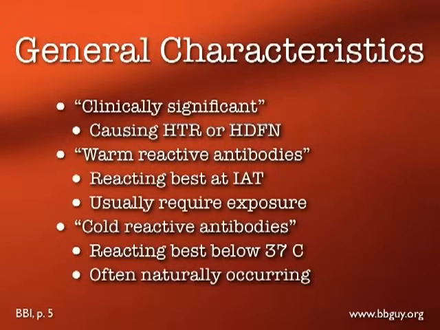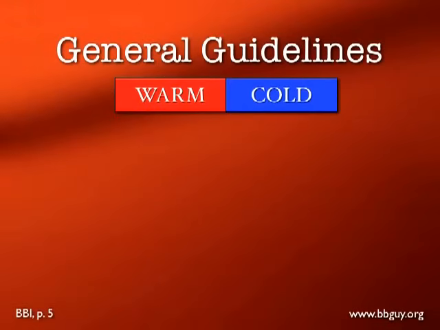Further, the general characteristics of blood group antibodies include categorization as clinically significant and insignificant. Significance means that they cause hemolytic transfusion reactions or hemolytic disease of the fetus and newborn. Warm reactive, as I said before, are those that react best at IAT. Cold reactive are those that react best at room temperature or below 37 degrees. And there are some characteristics that are classic for warm reactive and cold reactive antibodies.